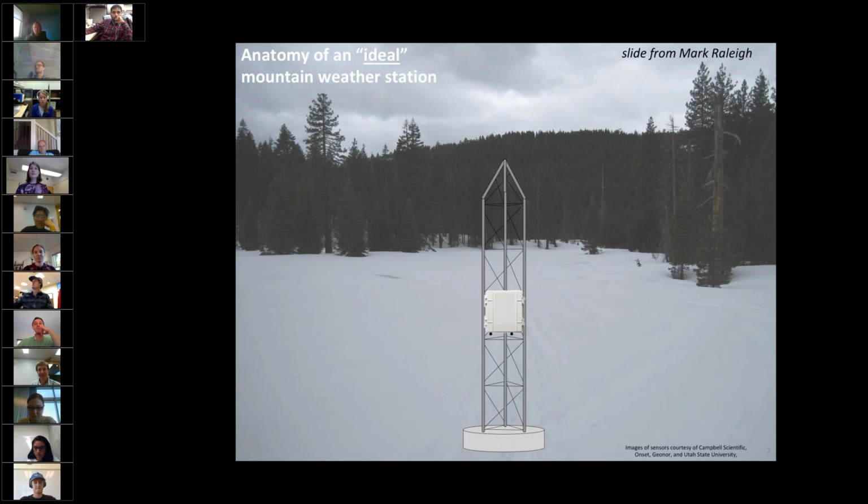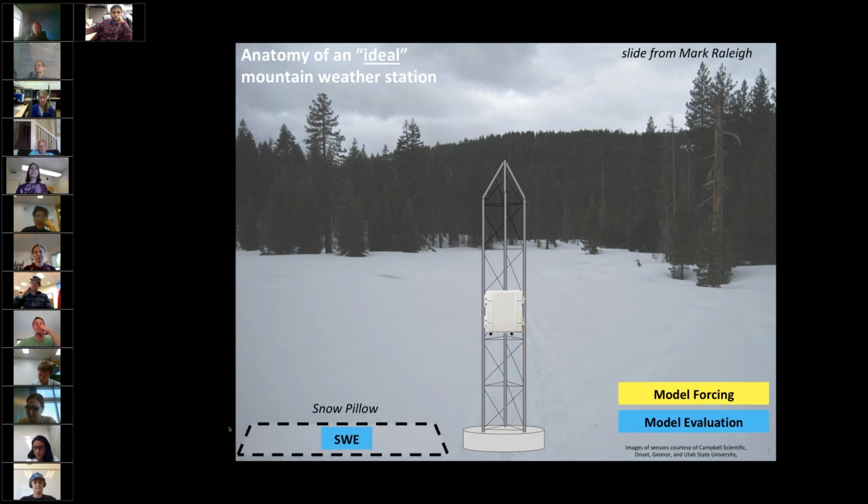And what are you going to put on it? First, you're going to put a snow pillow, and we're going to color code things yellow if it's model forcing, and blue if it's primarily used for model evaluation, which we'll get to. So we've got our snow pillow. And why don't people call out what else you're going to put on your perfect met station here?